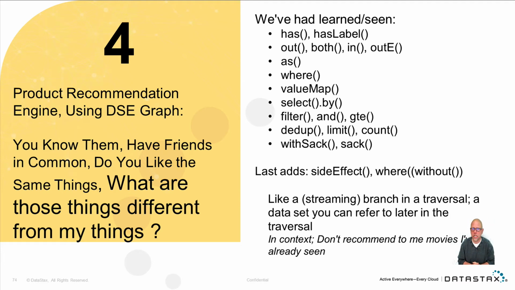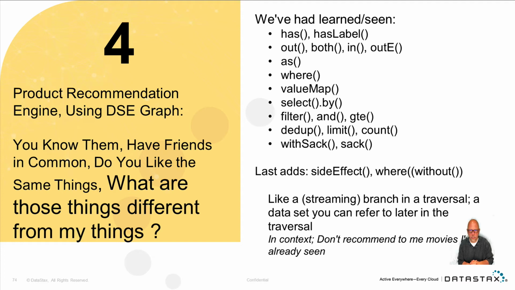Previously, we've seen has label, the traversal steps for both edges and vertices. We did as, where, value map versus select and by. We did filter, and in greater than, we did dedupe, limit, count, and with sack. Probably my favorite on here is with sack. As is global to a traversal. With sack is like a group by. I hate calling it that because there is a group step that does a similar function. But with sack is the bomb. And when you specify the with sack, you don't have to just count. You can do boolean stuff and multiple stuff in that parentheses.